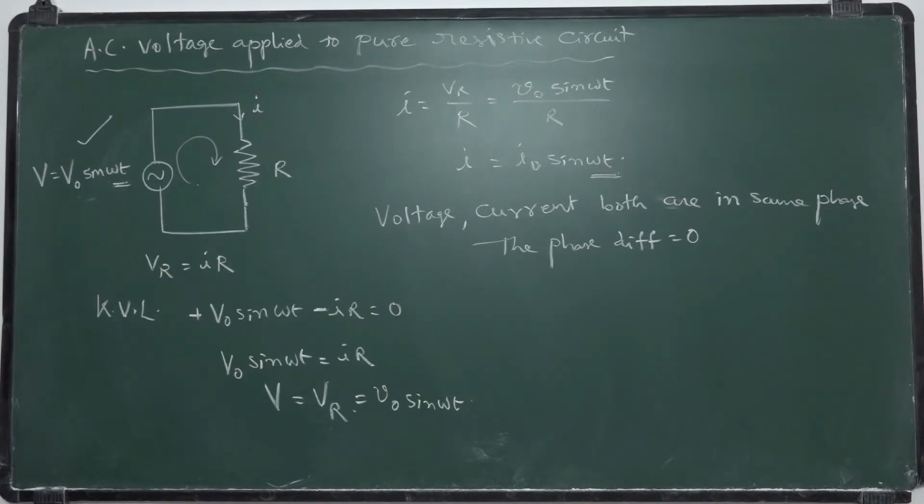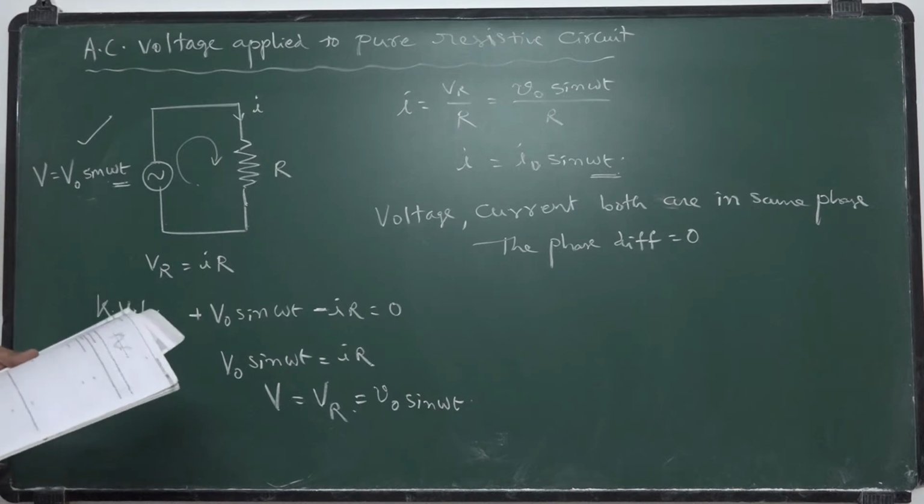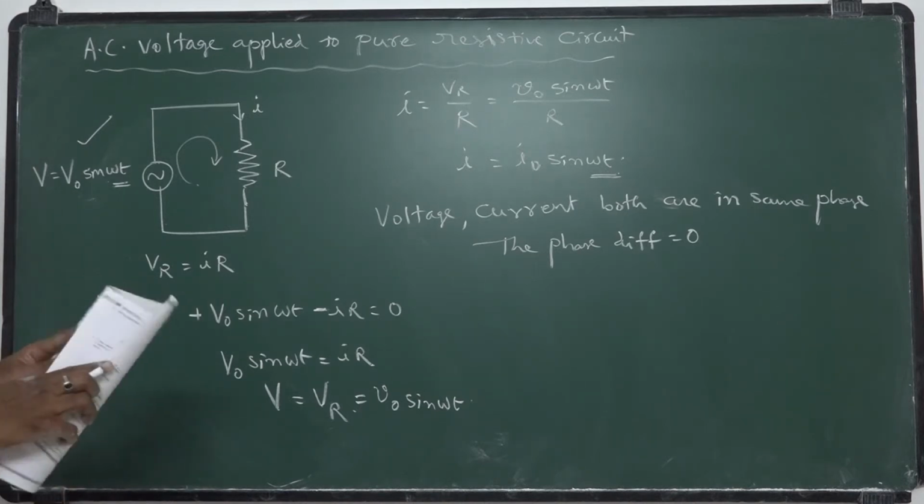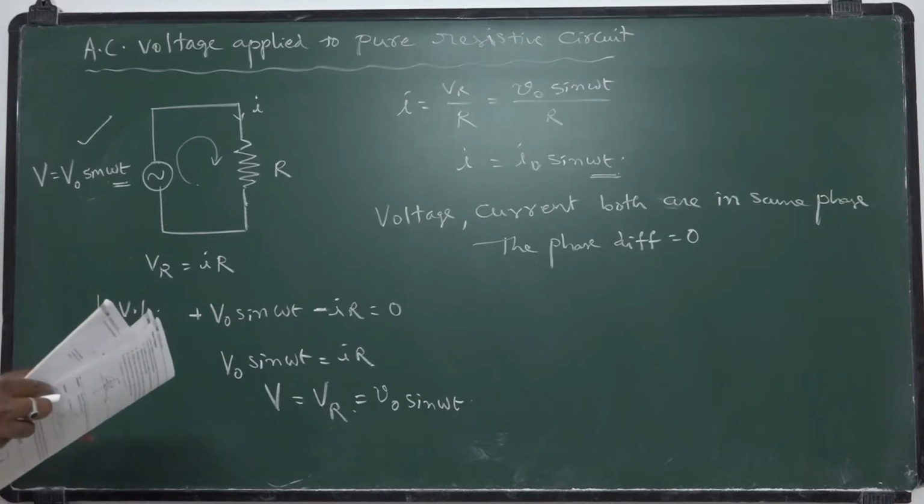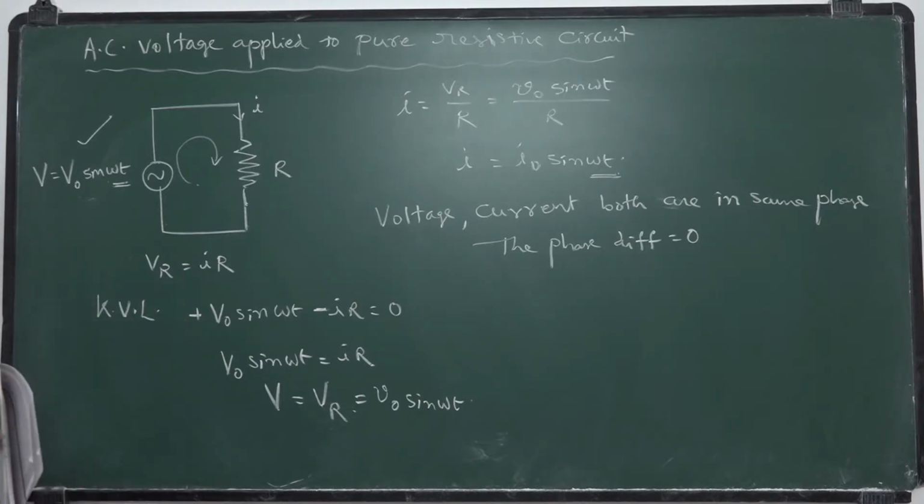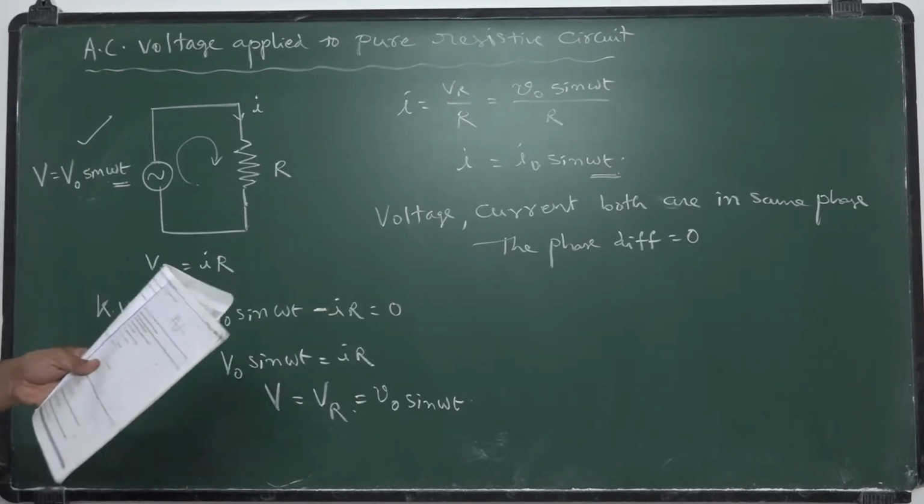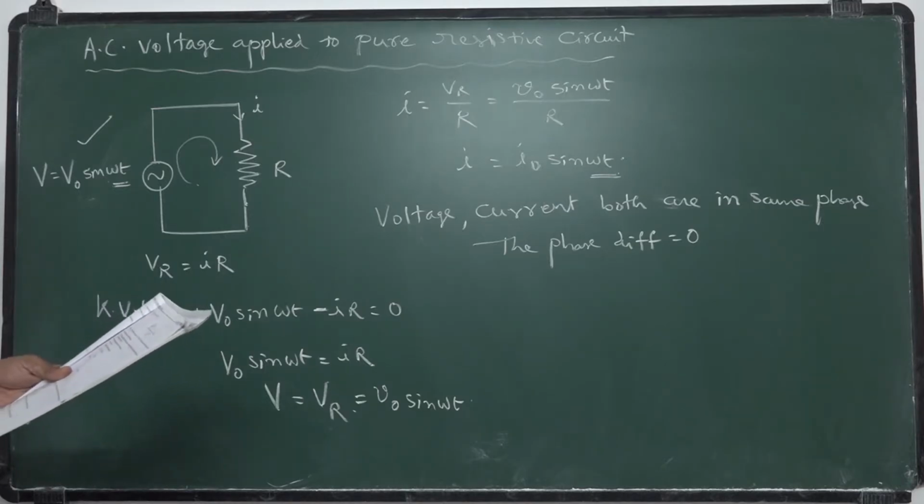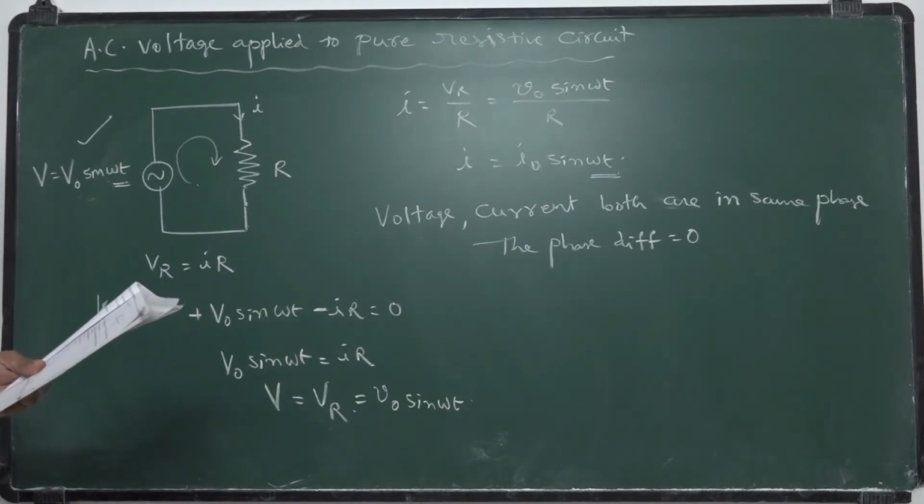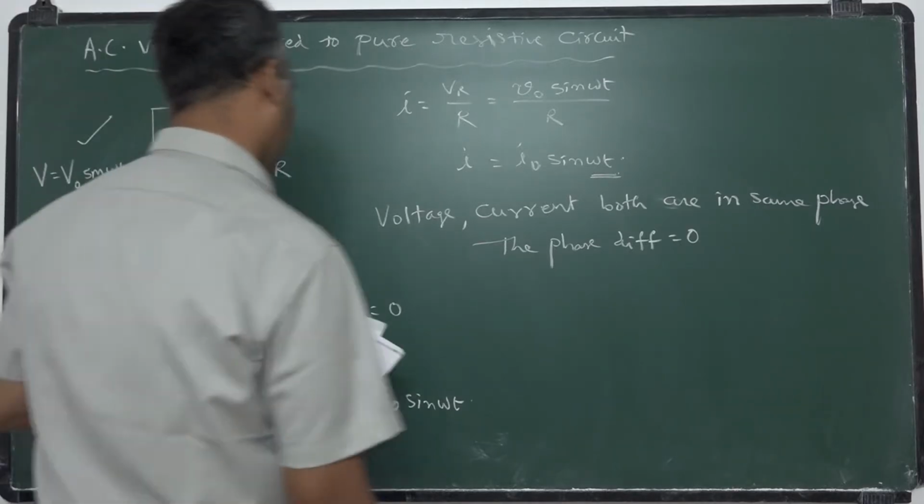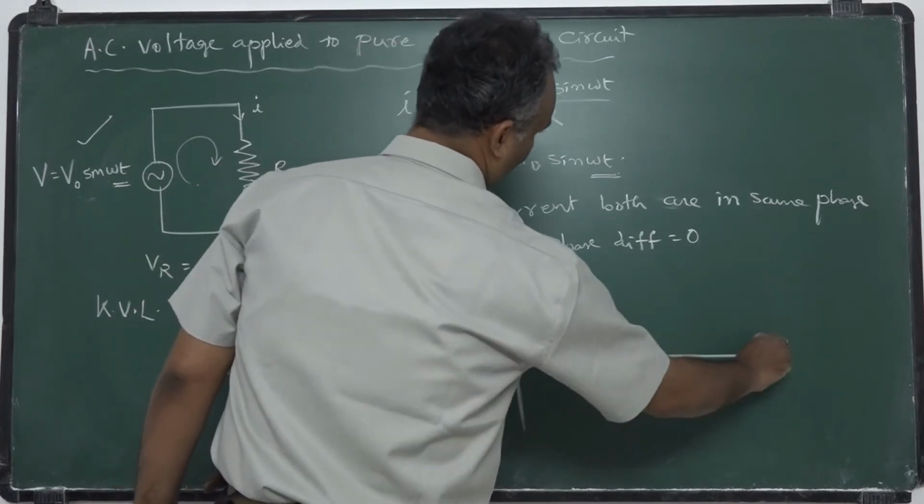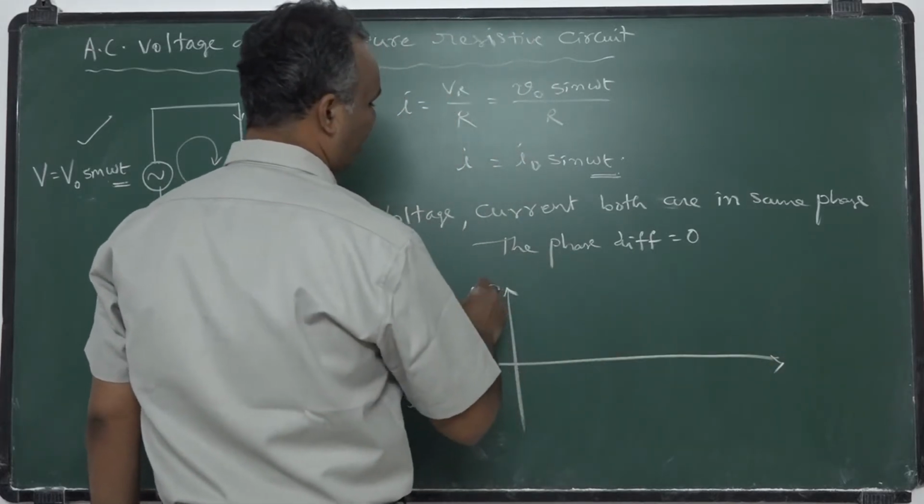This is the behavior of alternating current in a pure resistive circuit. Similarly, if I find the behavior of applied AC voltage through a pure capacitor and pure inductor, you will find some phase difference values. Let us go into detail. Before going there, let me draw a graph between current and time and voltage and time.